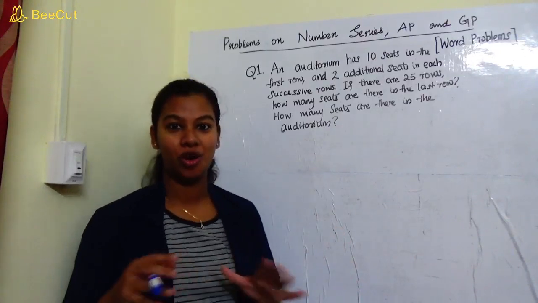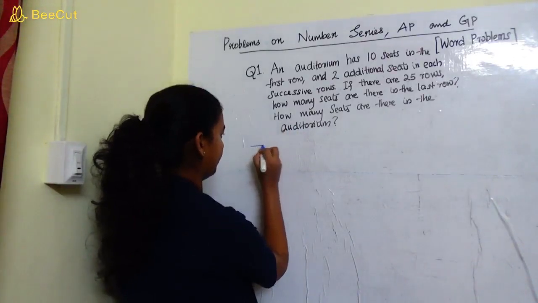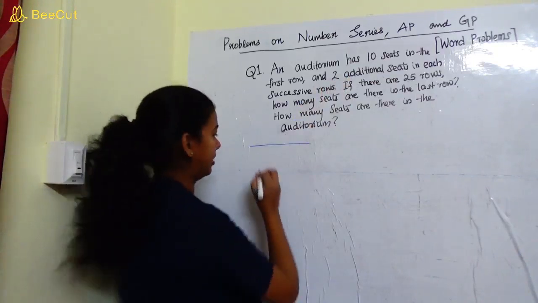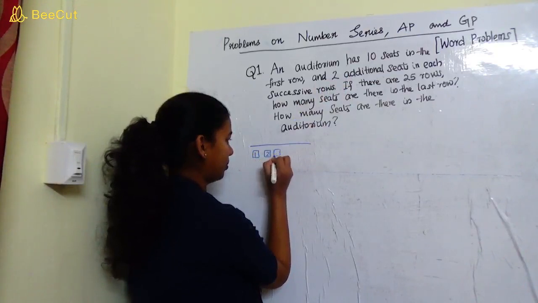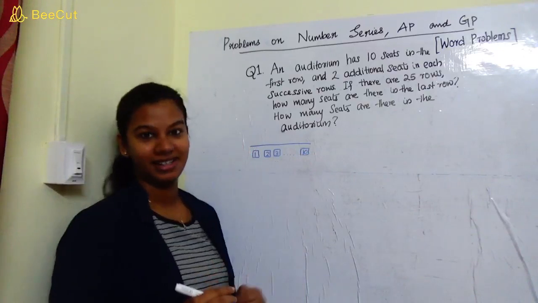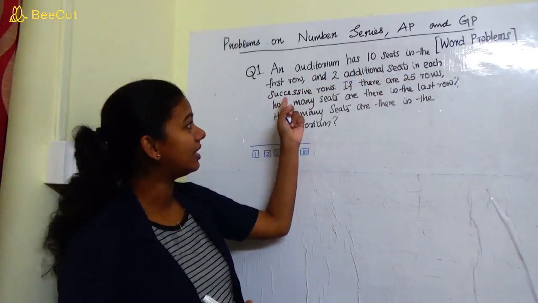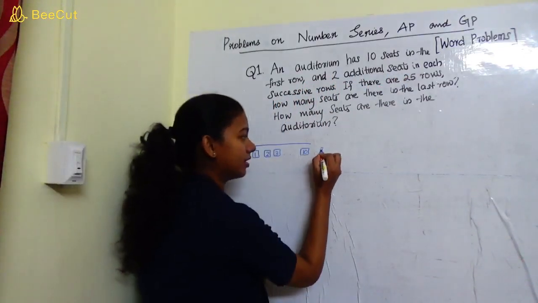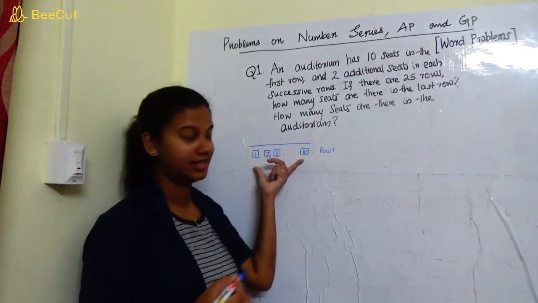So I'm going to draw the top view of an auditorium. This is the starting part. There are 10 seats: 1, 2, 3, etc. And this is the 10th seat. And 2 additional seats in each successive row. So this is row 1, right? In the first row there are 10 seats.